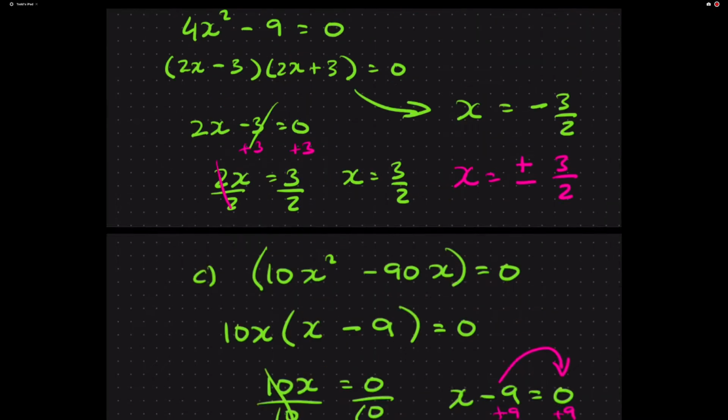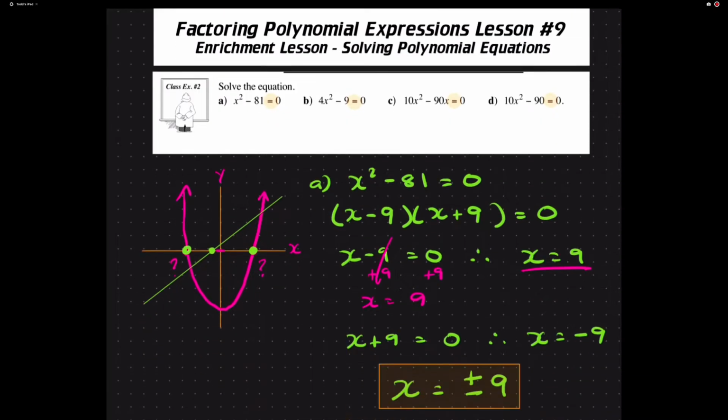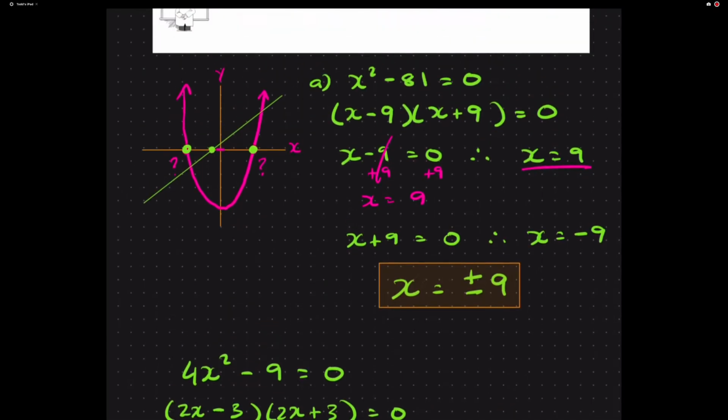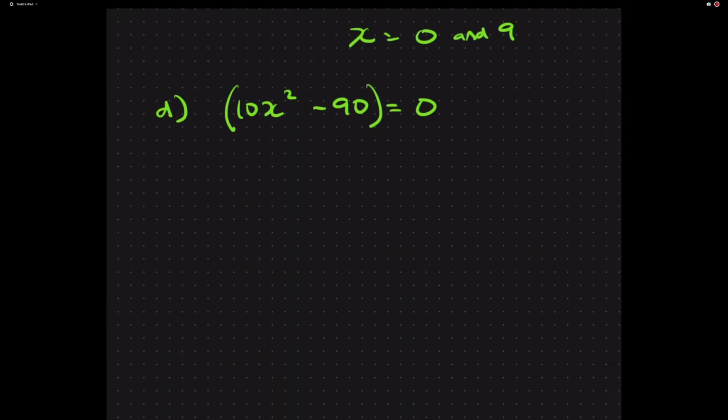All right, and the last example here is going to be 10x squared minus 90. So let's write this down. That's going to be example D: 10x squared minus 90 equals 0. Again, we have something that can be factored out here. Let me just double check again. 10x squared minus 90.